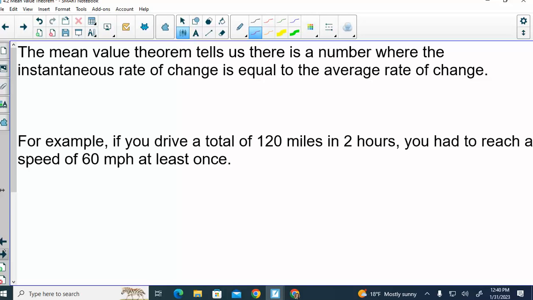If you drive a total of 120 miles in 2 hours, what was your average speed? 60 miles per hour. Would it be possible for you to drive for 2 hours, cover 120 miles, and never hit 60 miles per hour? No, you would have to have hit 60 miles per hour at least once on that trip. Does everybody agree with that? That's what it's saying. We're finding that one point when those two things are equal. That's what we're doing.